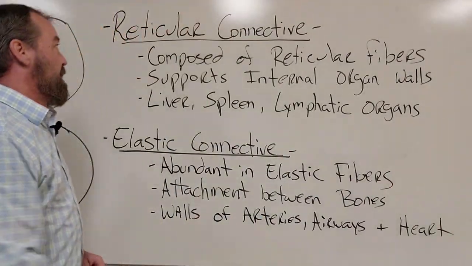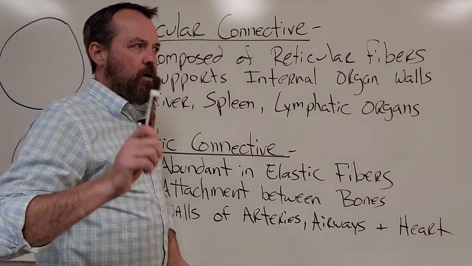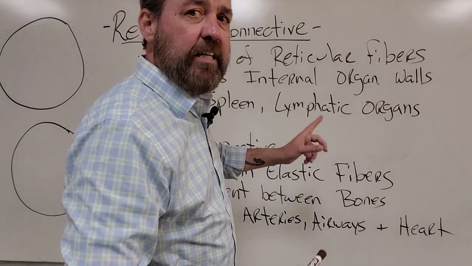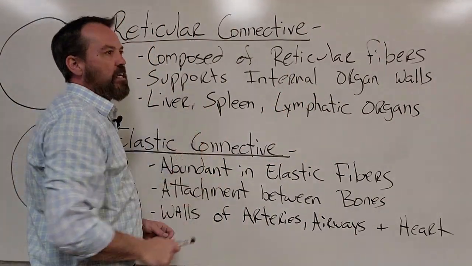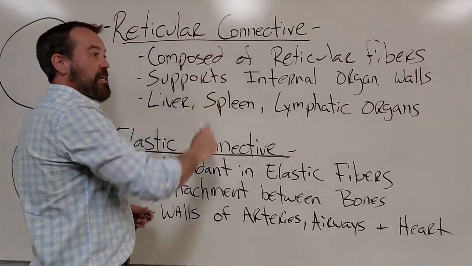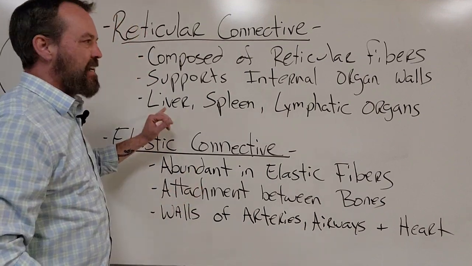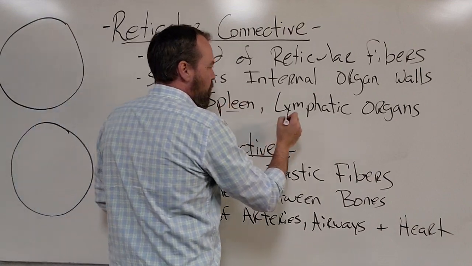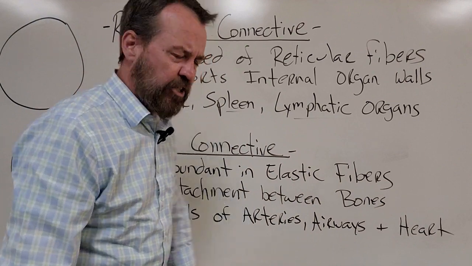All right, our next type of connective tissue is reticular connective tissue. Now remember, when we were talking about connective tissue fibers earlier on, we had reticular fibers, and this is when they come into play. We use these to support internal organ walls. So most of the walls of our internal organs are going to be composed of reticular connective tissue. We find it specifically in organs like the liver, or in the spleen, or in some of our lymphatic organs. The spleen is part of our lymphatic organs, so make that association.